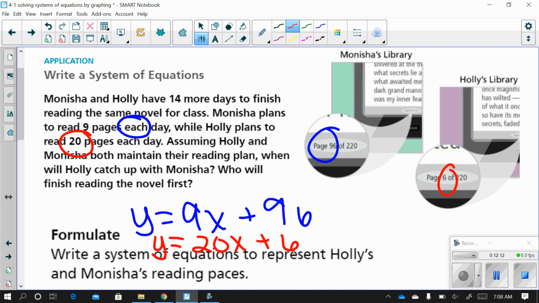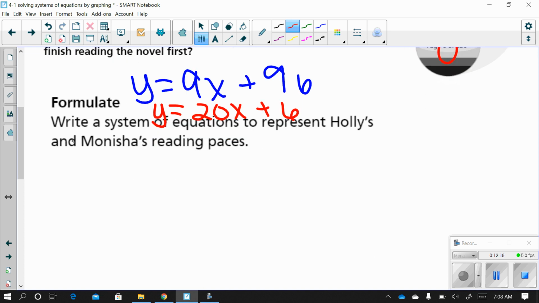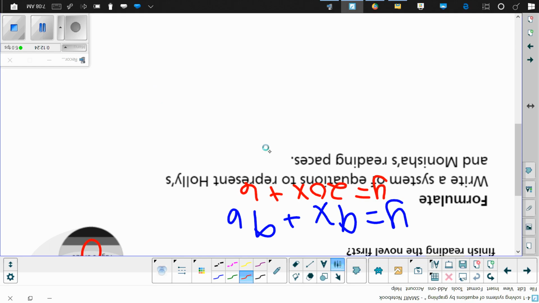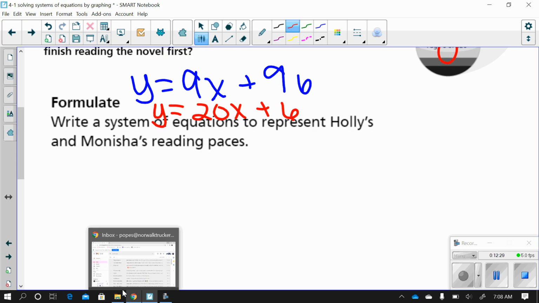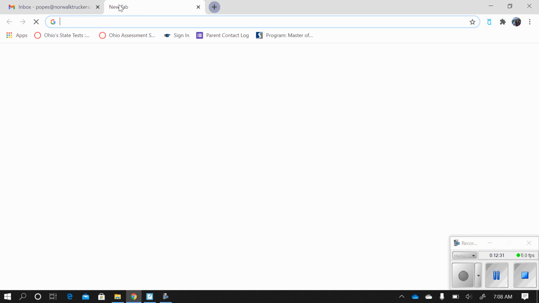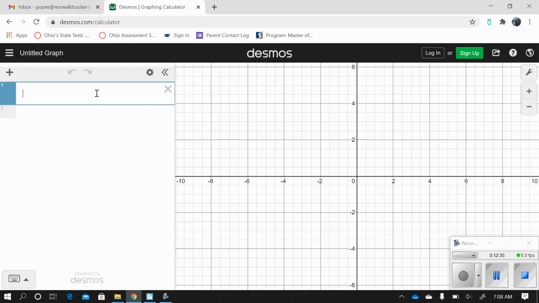Where does she start? Page 6. Now I don't know about you guys, but I don't want to graph something that starts at 96 and another equation that starts at 6. That's a pain to do by hand. So with problems like this, it is very nice to use Desmos. If I open up my internet and go to desmos.com, I'm just going to type those straight in.